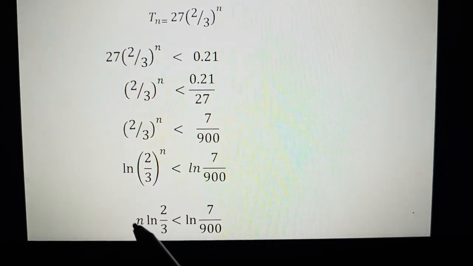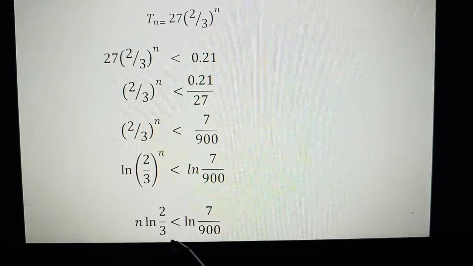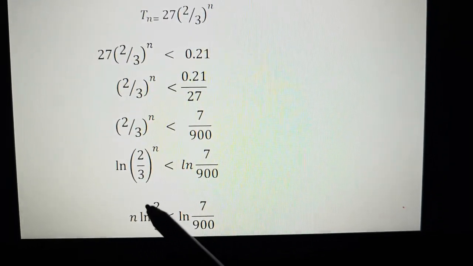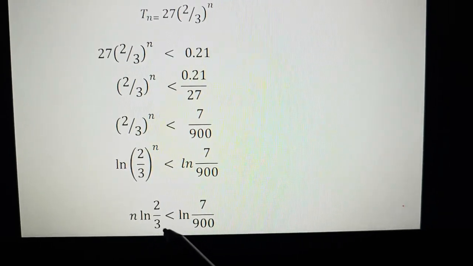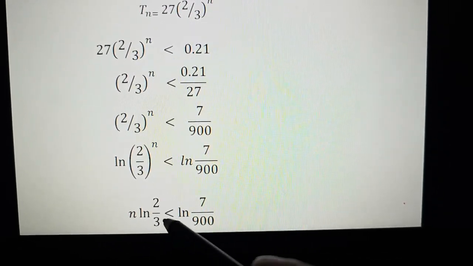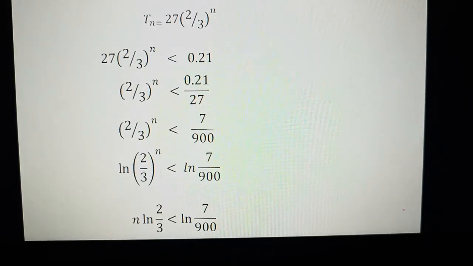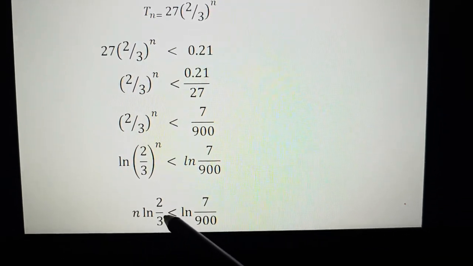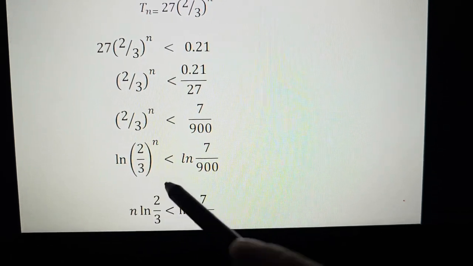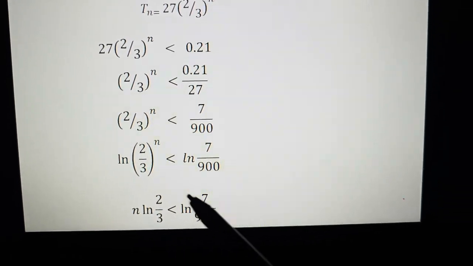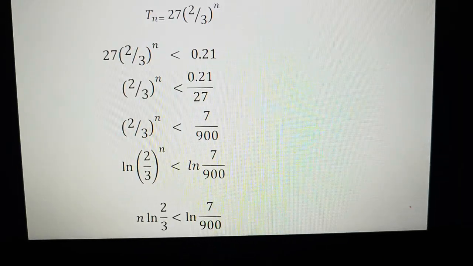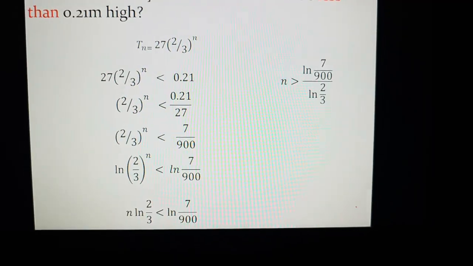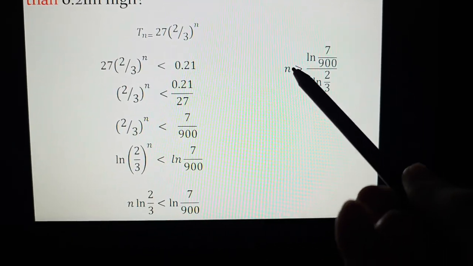I want to get n on its own, so I need to get rid of the log of 2/3. So I'm going to have to divide across by the log of 2/3. But you have to check, is the log of 2/3 a positive or a negative number? Now, as a quick rule of thumb, the log of any proper fraction is always going to be negative. Whereas if that was an improper fraction, like a top-heavy fraction, then it would be positive. But you can just throw it into the calculator and check. So the log of 2/3 will be negative, which means when I divide across by the log of 2/3, I am dividing across by a negative number. And when you divide an inequality across by a negative number, that inequality symbol has to flip around.